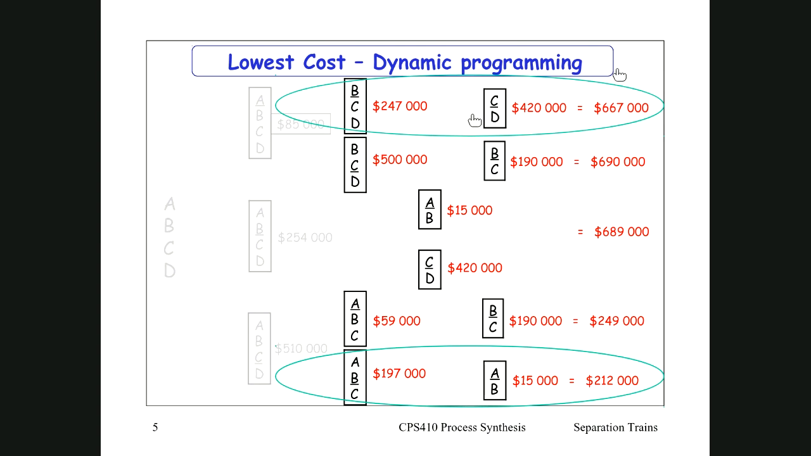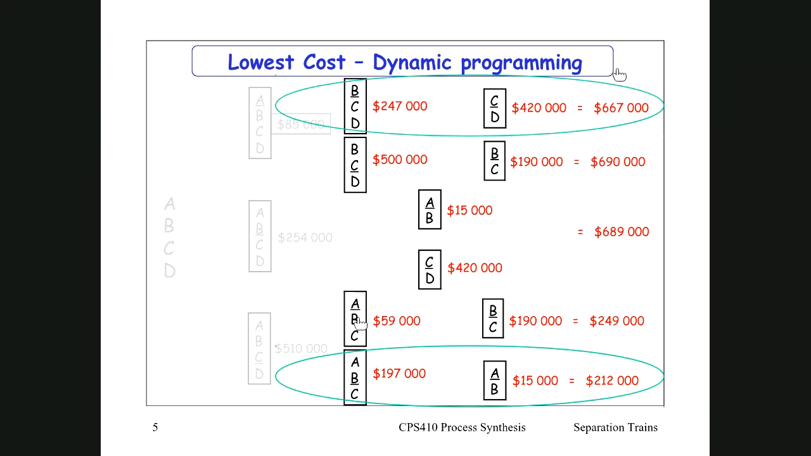So you only have to do this calculation once. If you've got a BCD mixture, the best way to do it is this top one that's circled, 667,000. So anytime you come across a BCD mixture, you know in what order to separate them and how much that will cost. That's the optimum. And my normal way of doing it is to put an asterisk at the best way of doing it. To just mark that with an asterisk, that is the best way of doing it. Down here, we don't have a ternary mixture, so this one stays the same.